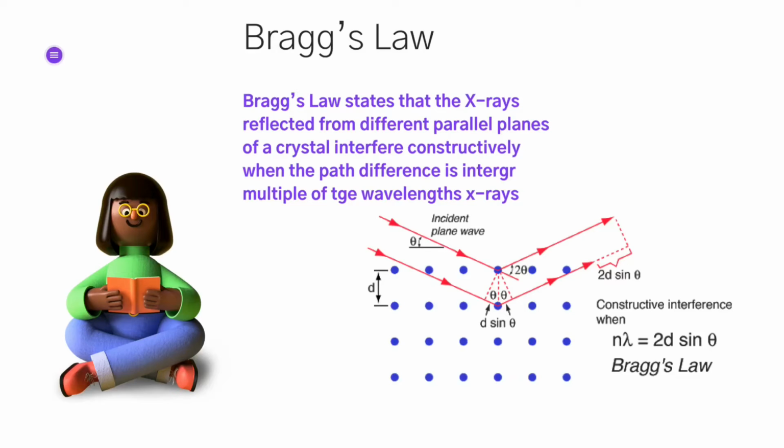So, what is the Bragg's law? Bragg's law states that the X-rays reflected from different parallel planes of a crystal interfere constructively when the path difference is an integral multiple of the wavelength of the X-rays. As you can see in the slide, Bragg's law gives n lambda equals 2d sine theta.